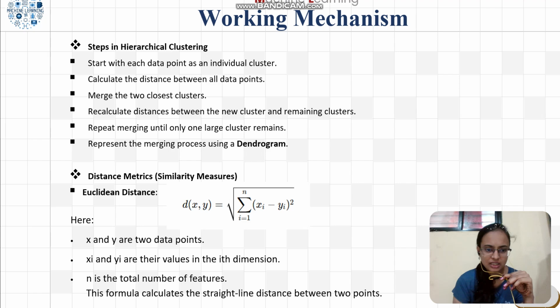So, for calculating the similarity measures, or we can say the distances between two particular clusters, we use distance metrics, which are similarity measures. The very first is Euclidean distance. The formula is given as d(x, y) equals the square root of the summation over i equals 1 to n of (xi minus yi) squared. Here x and y are the two data points, and xi and yi are their values in the ith dimension. n is the total number of features. This formula calculates the straight line distance between two points.